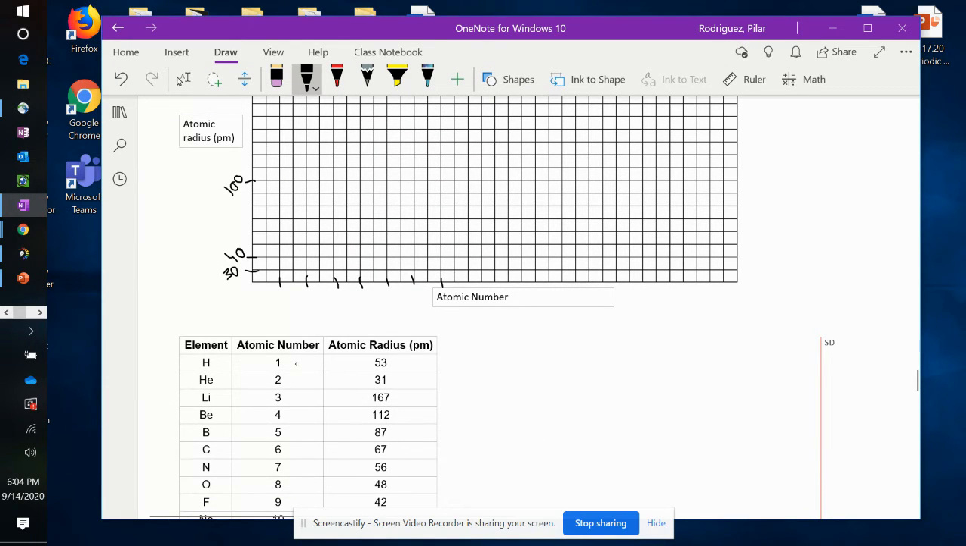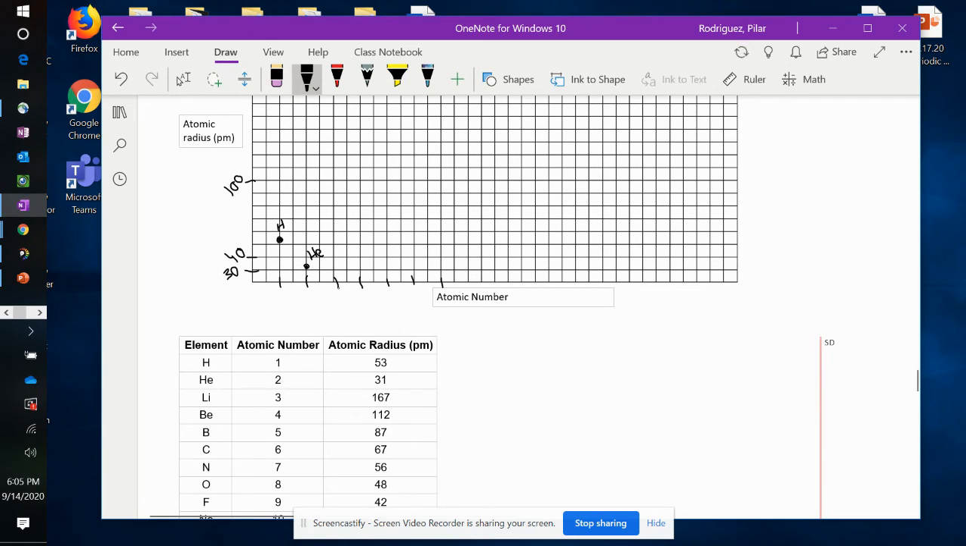My first element is hydrogen, atomic number 1. So I'm going to start right here, atomic number 1, atomic radius of 53. So I'm going to say that that is about right here somewhere. And I can even say that this is hydrogen. Atomic number or element, helium, second element. Helium, atomic number 2, and that has a radius of 31. So 1, 2, I'm going to be right here. Radius of 31 is about right here. And that is He.